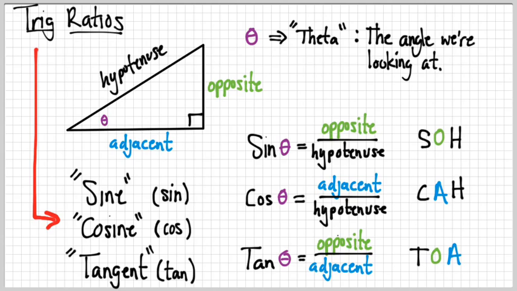S-O-H-C-A-H-T-O-A. So sine is opposite over hypotenuse, S-O-H. Cosine is adjacent over hypotenuse, so C-A-H, and tangent is opposite over adjacent, T-O-A. So SOH-CAH-TOA. Okay, if you can remember that, then you can do your trigonometry. Nice and easy.